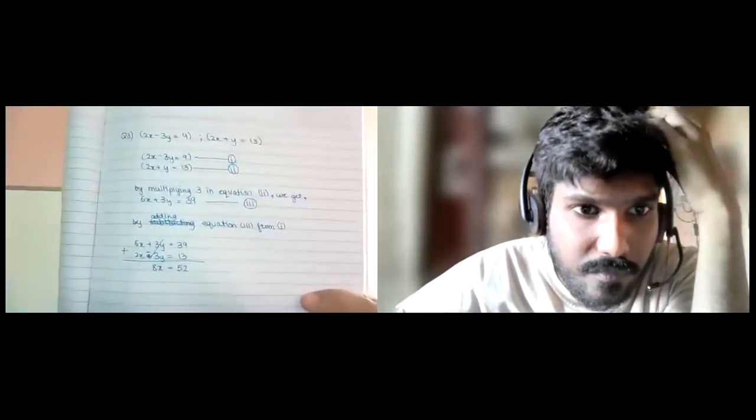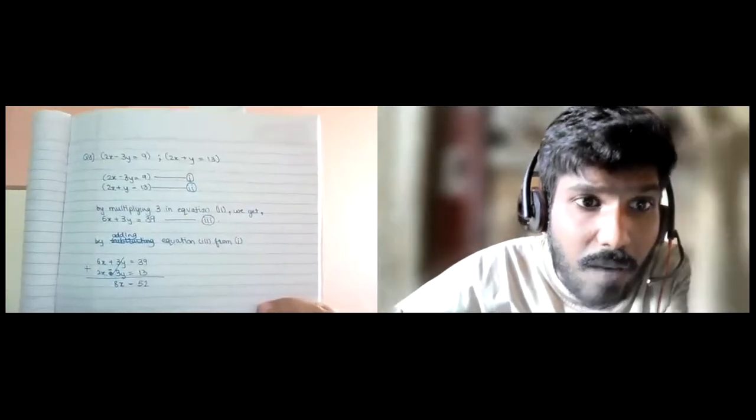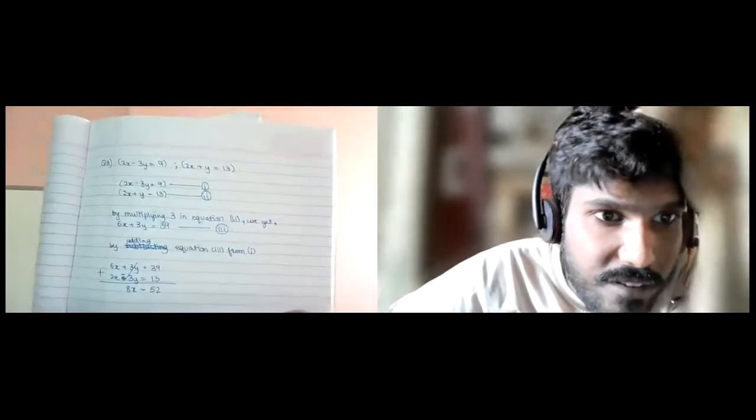Show me the book now. Yeah. How much is 13 into, okay, wait, 6x plus 3y is equal to 39. Okay, you have copied that equation wrong. 2x minus 3y is equal to 9. You have written 13, but it is not 13, it is 9. So 2x minus 3y equal to 9.